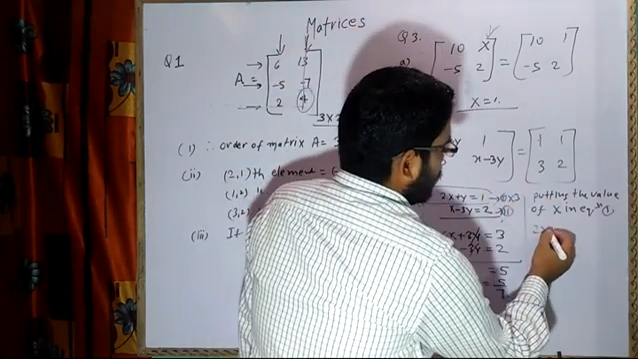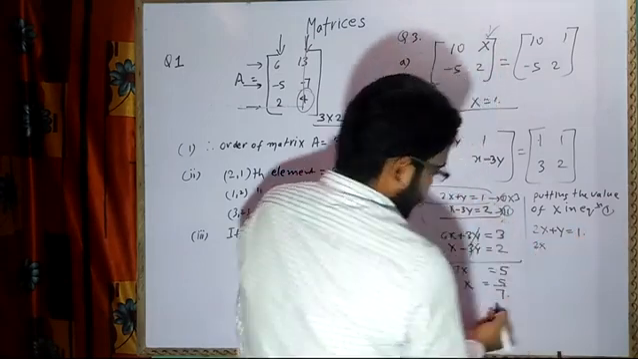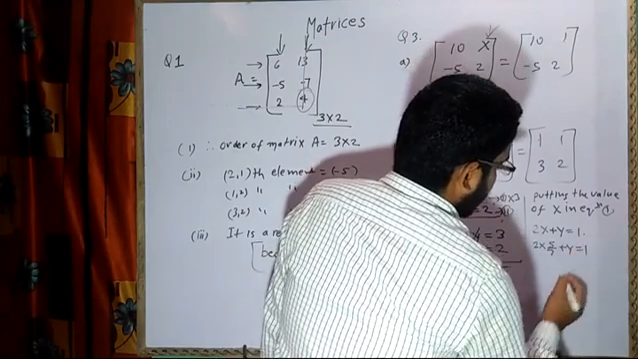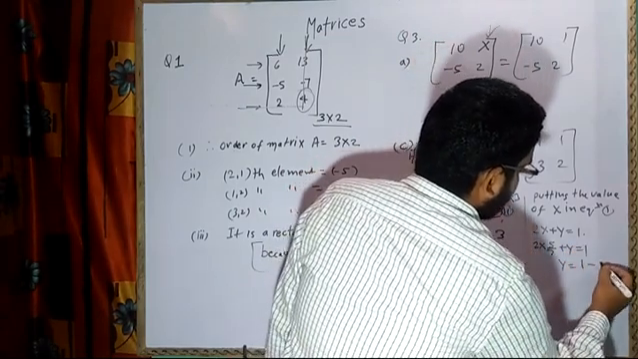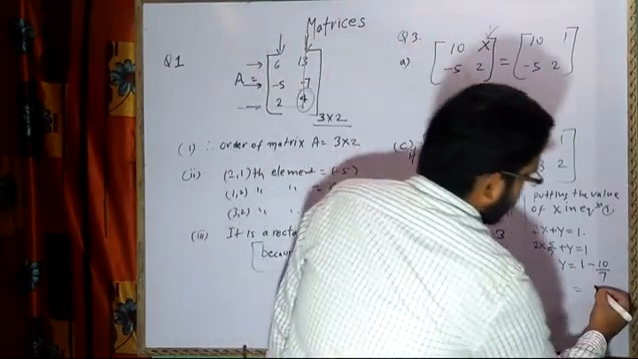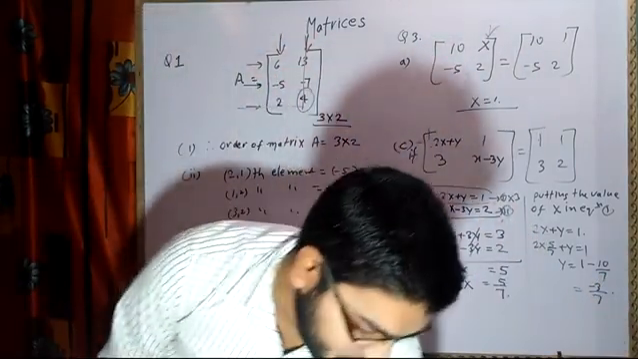Now you have 2x plus y is equal to 1. So you will write 2 multiplied with x. x is 5 by 7. Plus y is equal to 1. So y will be equal to 1 minus 10 by 7. I hope no problem. 5 twos are 10, and 7. So it will be minus 3 by 7. So this will be your answer. I hope this answer is correct.